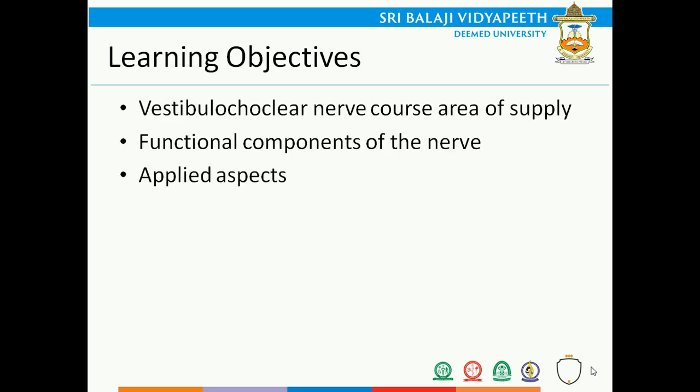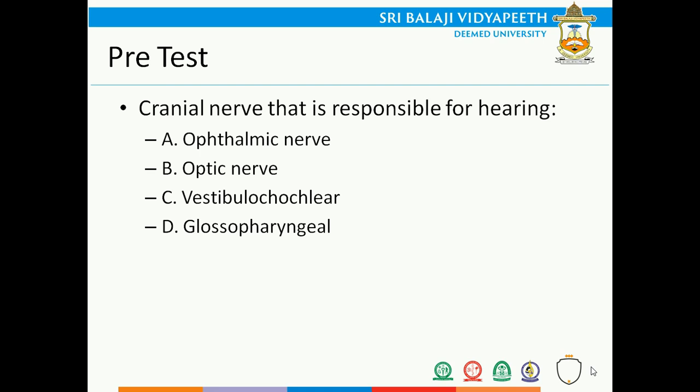So today's learning objectives will be the vestibulocochlear nerve's course. We will learn its area of supply, the functional components of the nerve and its applied aspects. Let's start with a small pretest. The cranial nerve that is responsible for hearing: A. Ophthalmic, B. Optic, C. Vestibulocochlear and D. Glossopharyngeal. Do give me the answer as a comment to this video.